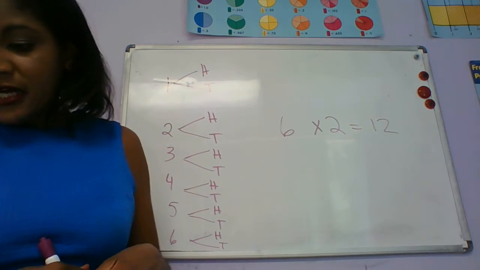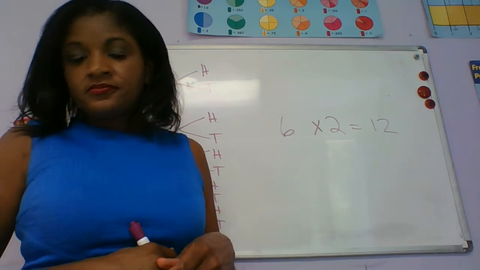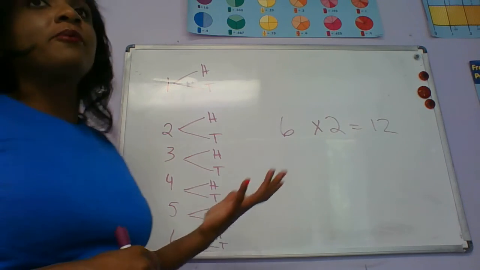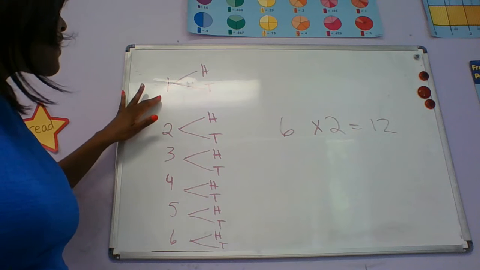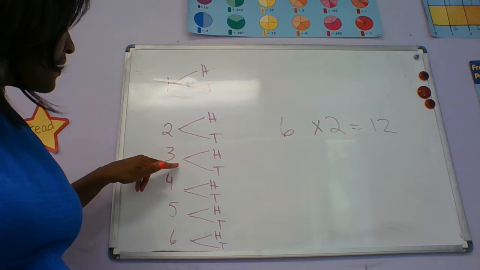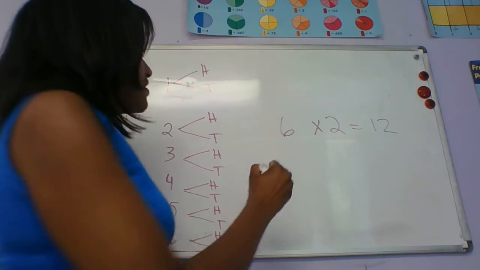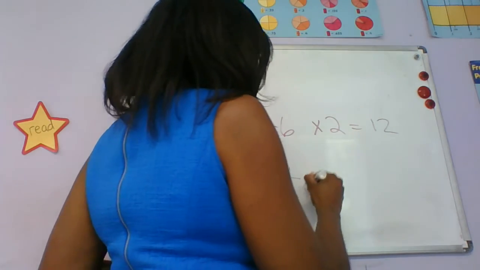And again, what questions can you answer from it? Perhaps, what is the probability of getting an odd number and tails? So we have 1 here, 2, 3. So we have 3 out of 12, which again is a 1/4 probability.